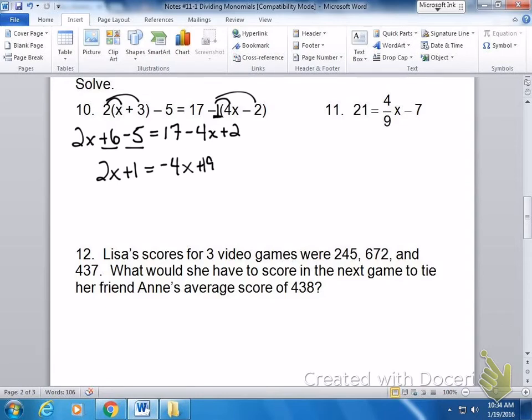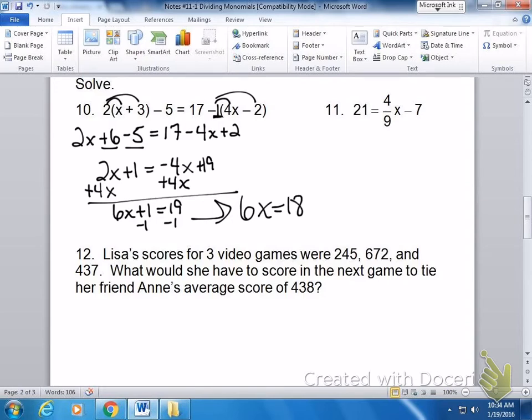Now here's where I lost the most people. I need my x's on one side, my numbers on the other. So I add 4x to both sides. So I have 6x plus 1 equals 19. I subtract 1 from both sides. Now I have 6x equals 18. And the last step is divide both sides by 6. And you get x equals 3. Guys, that should not be a problem. If you're having troubles, we really need to talk about it.